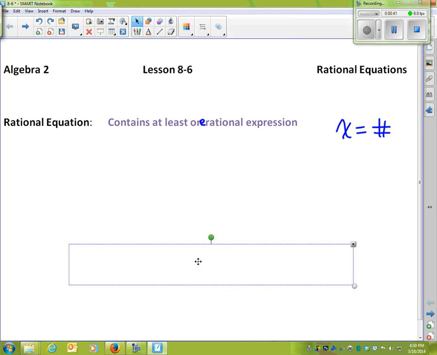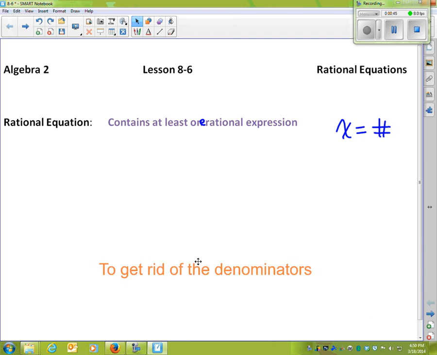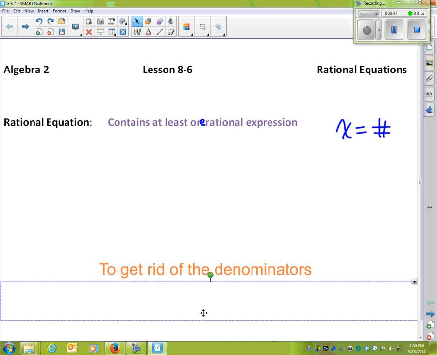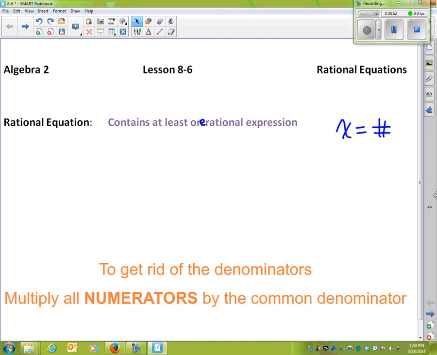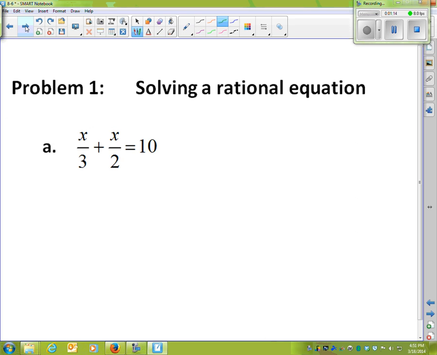The best thing to do when you've got a fraction and denominators is just to get rid of those denominators. Let's get rid of them, make them nice, simple equations. To do that, we're going to multiply all the numerators by the common denominator. So we'll come up with the common denominator, multiply every term by that common denominator, simplify, and solve for x. So let's see how this will work with our first example.